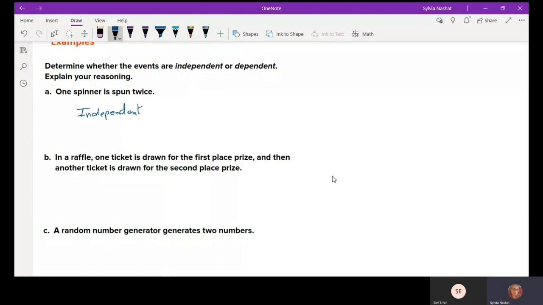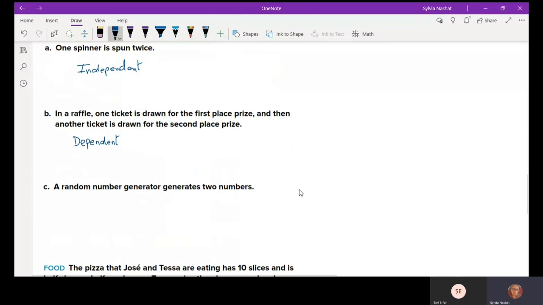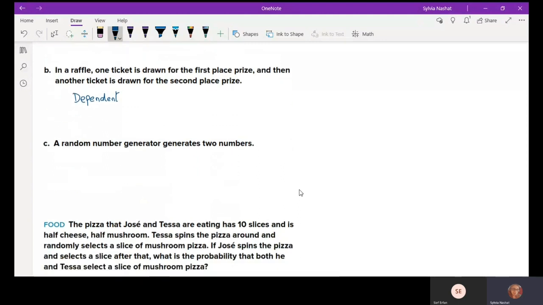In a raffle, one ticket is drawn for the first place prize, and then another ticket is drawn for the second place prize. So of course, the first one will be taken. It will affect the number of raffle tickets for the second one. So the second one is affected by the first one. So they are dependent events. A random number generator generates two numbers. It generates the first number and it can generate the second number without depending on the first one. So they are independent because they do not affect each other.